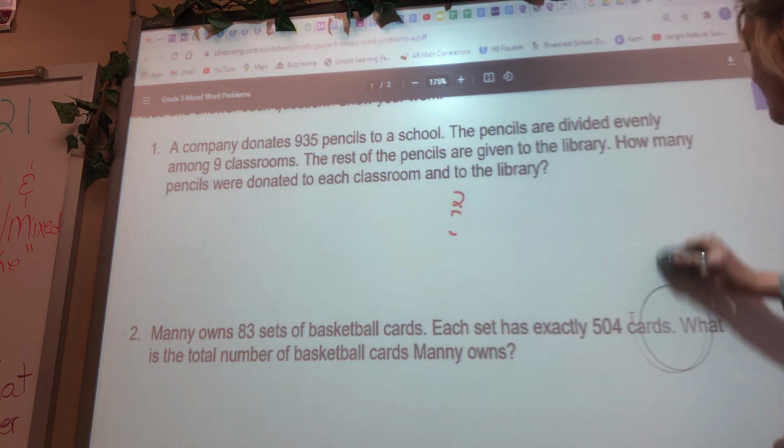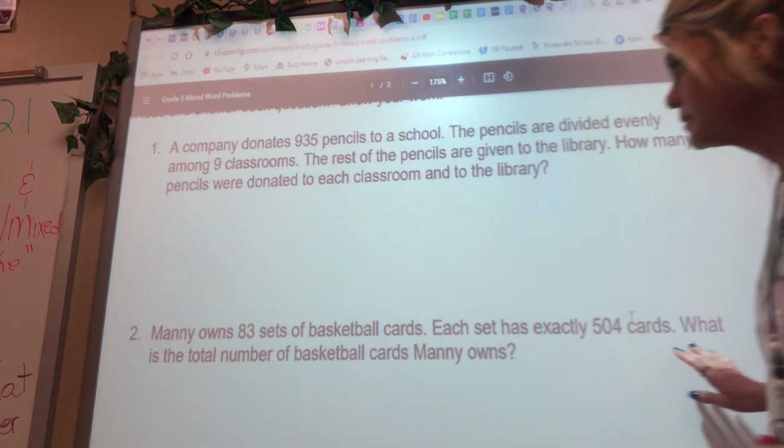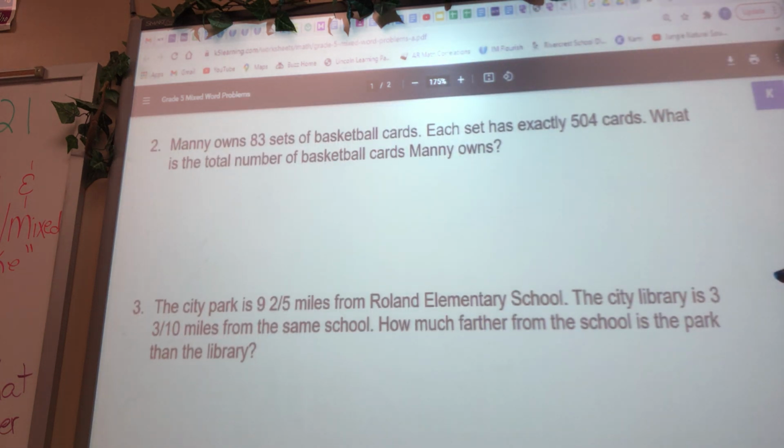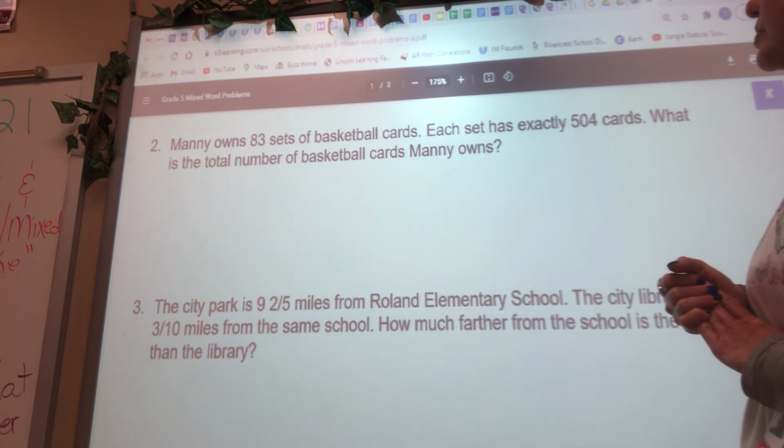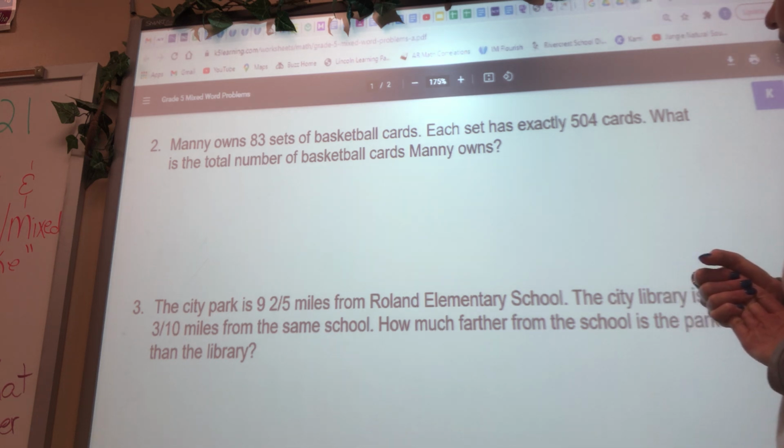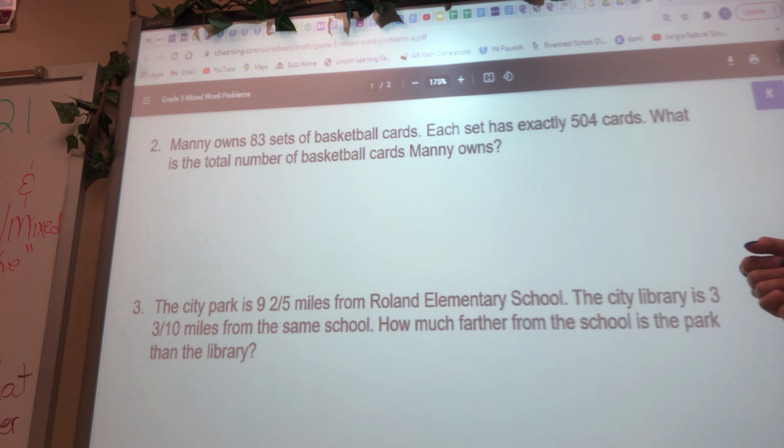Okay, on the next one. Just a moment. All right. The next one says Manny owns 83 sets of basketball cards. Each set has exactly 504 cards. What is the total number of basketball cards that Manny owns?